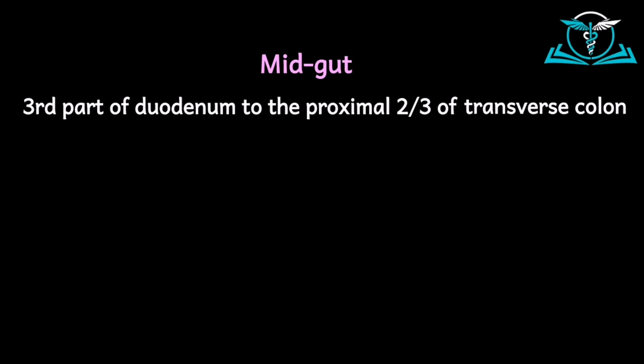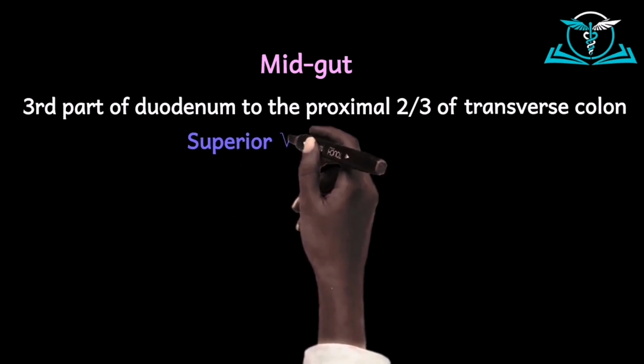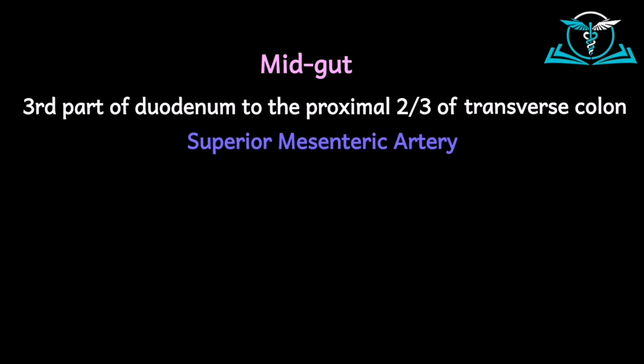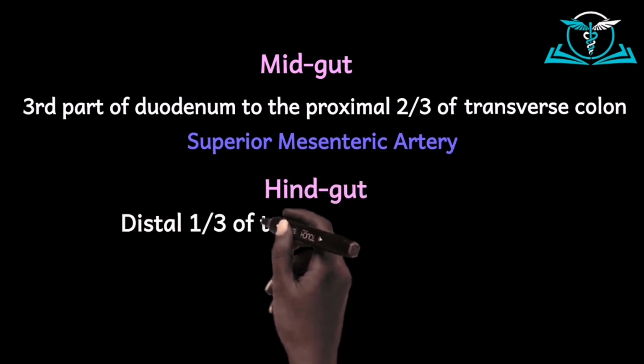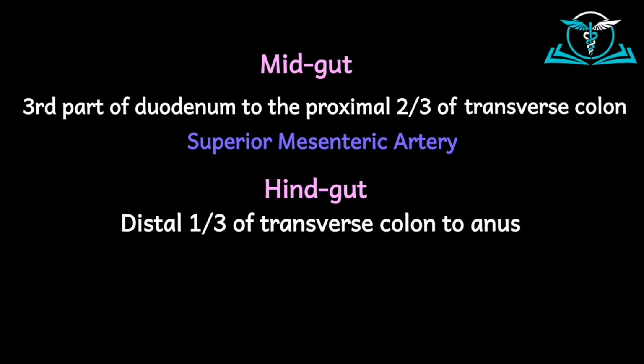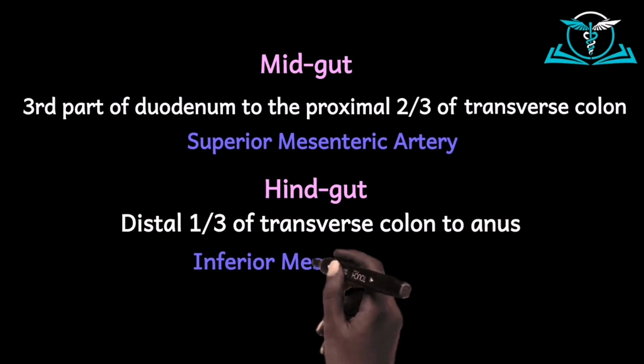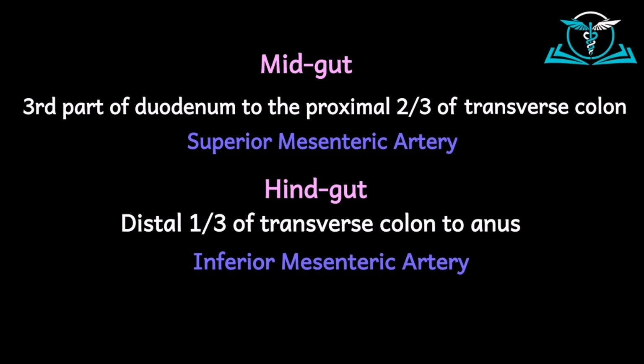Now, the midgut is supplied by the superior mesenteric artery, which is also a branch of the abdominal aorta. Then we have the hindgut. The hindgut is seen from the distal 1/3 of the transverse colon to the anus, and this is supplied by the inferior mesenteric artery, which is also a branch of the abdominal aorta. And so by looking at these principles, we have identified 3 abdominal aortic branches: the celiac trunk, the superior mesenteric artery, and then the inferior mesenteric artery.